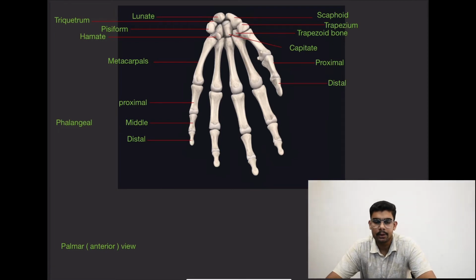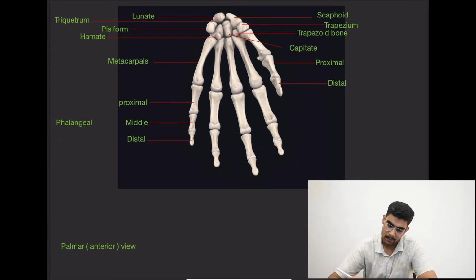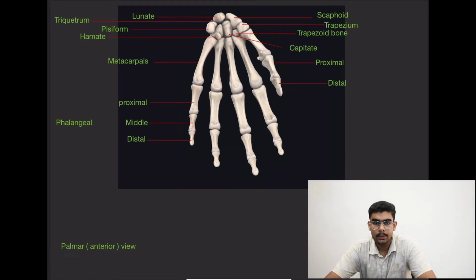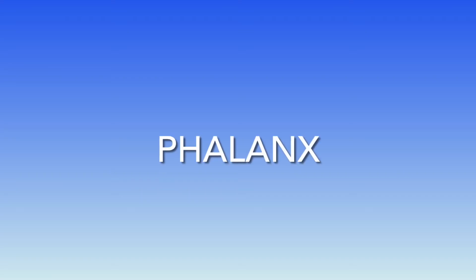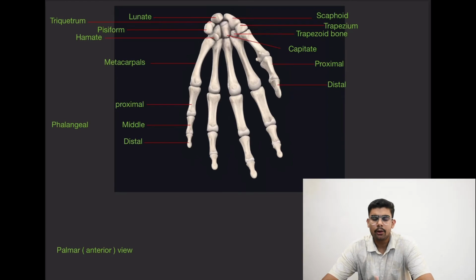These are some important points to be remembered. Metacarpal number 1 is found on the thumb, 2 is the longest one, and metacarpal number 5 is found on the side of little finger. That's all about metacarpals. Now we will talk about phalanges.